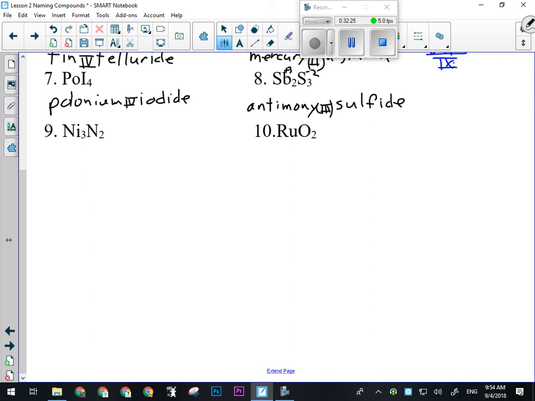All right, then we've got nickel with nitrogen. So it's going to be nickel something nitride. Nitrogen's always a -3, so this nickel has to be a +2. So this is nickel 2 nitride, and then we have ruthenium with oxygen.